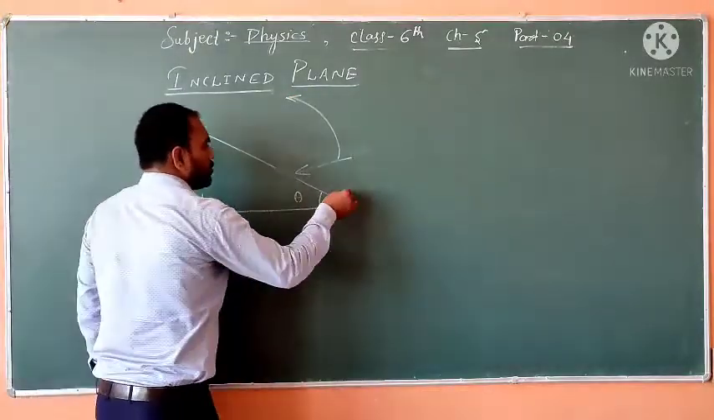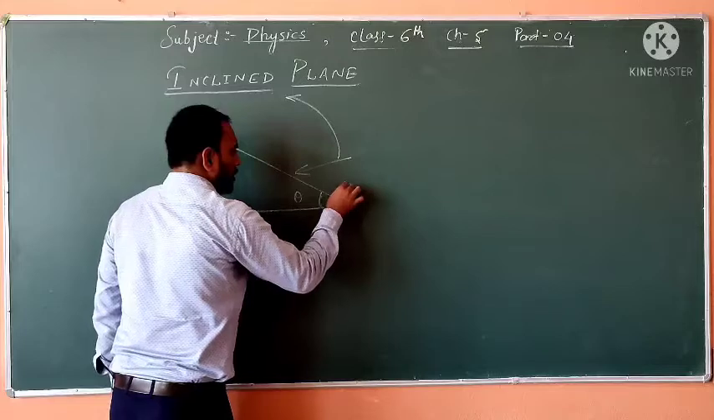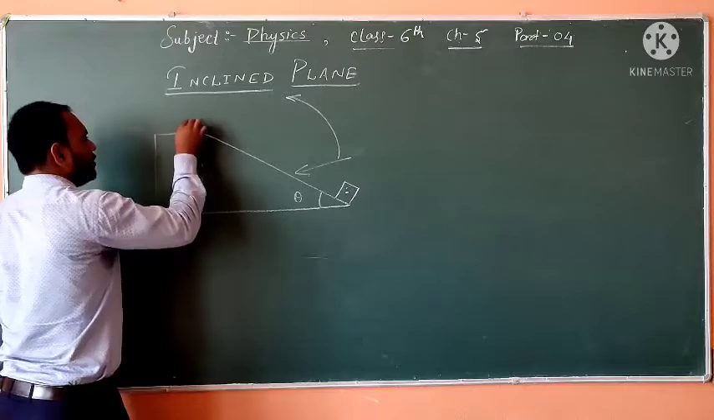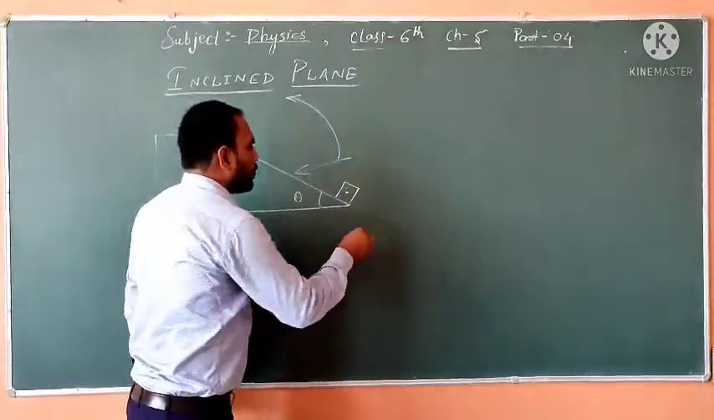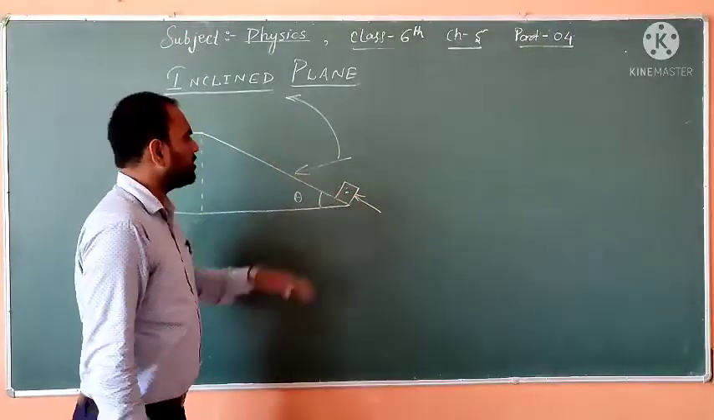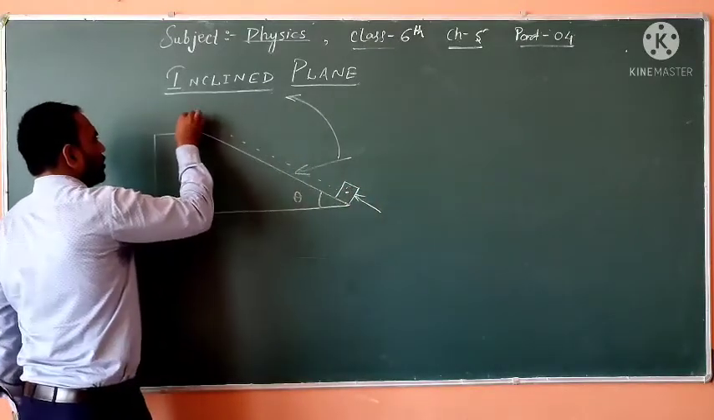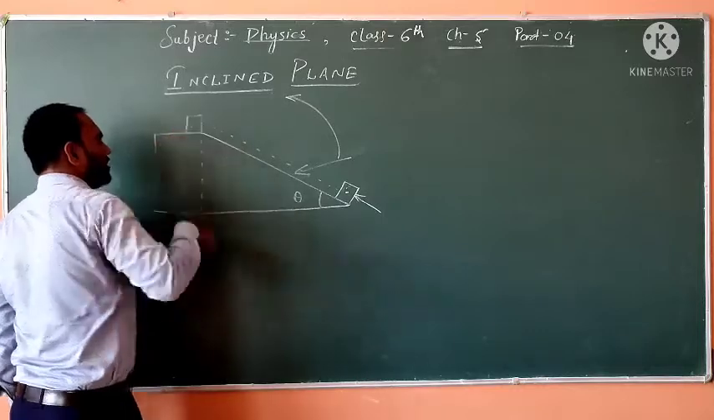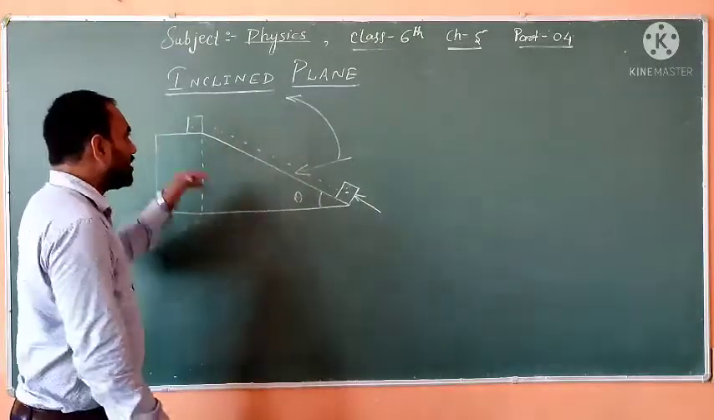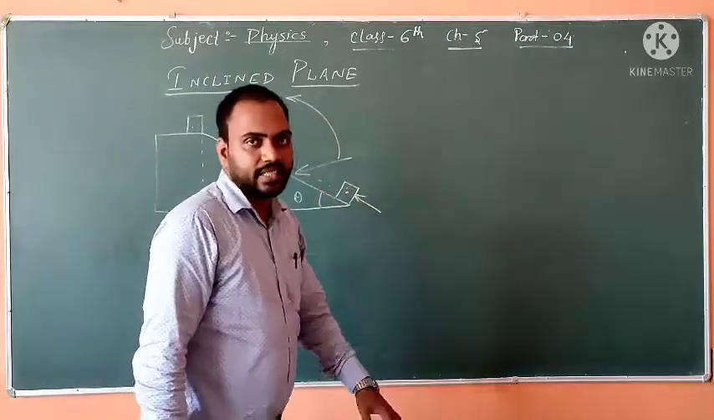Here, you want to move any object upward, you want to put it up here. You just push it or pull it, and this object will slide or move on this slope. It will be a very easy task with the help of this slope, this inclined plane. So the inclined plane is the simplest machine which makes our task very easy.